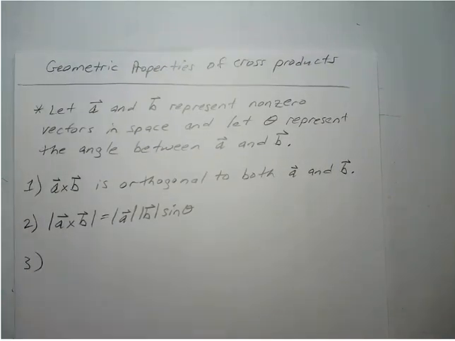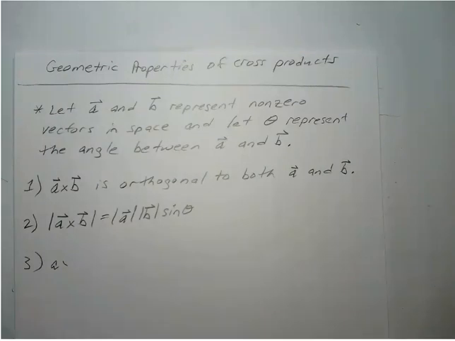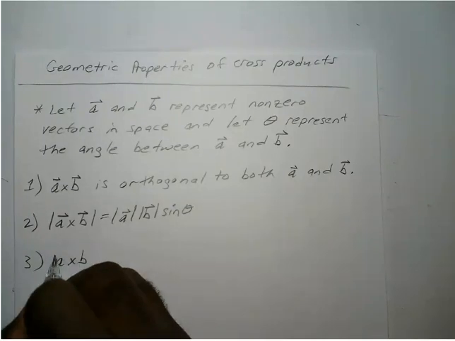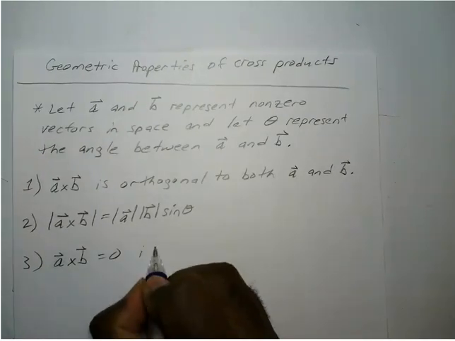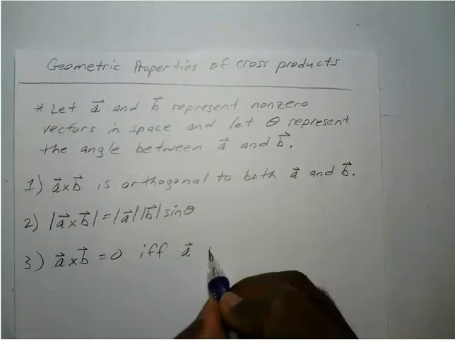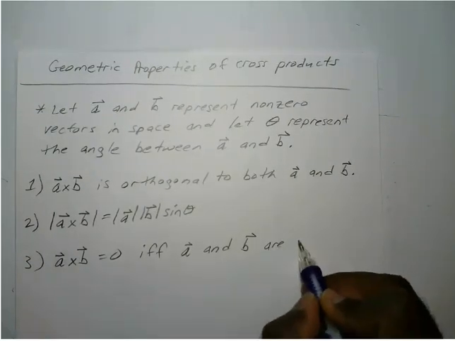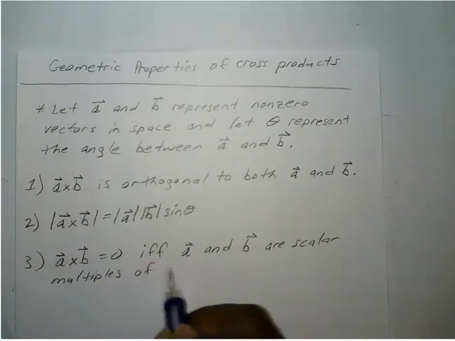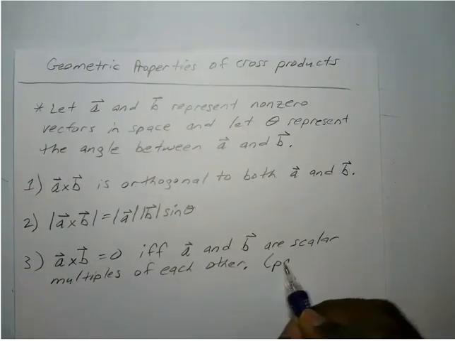Okay, so the third geometric property: if the cross product of the A and B vector is equal to 0, that's only true if and only if, so if you say IFF, it just means if and only if, the A vector and the B vector are scalar multiples of each other. Okay, and if that is the case, that of course means they're parallel.